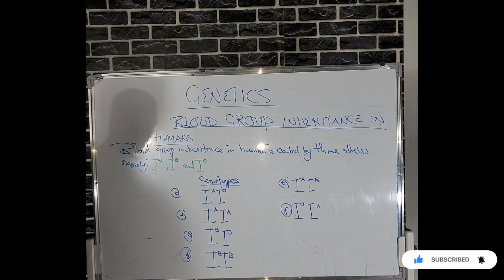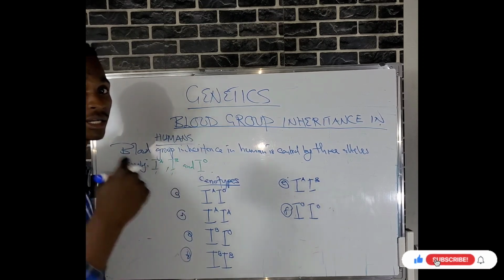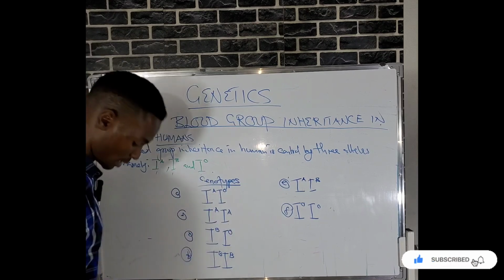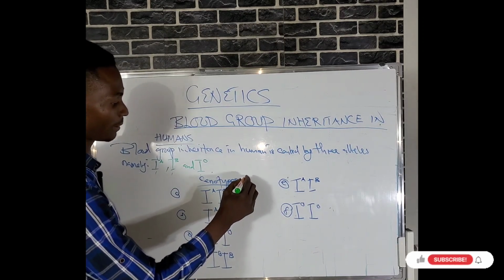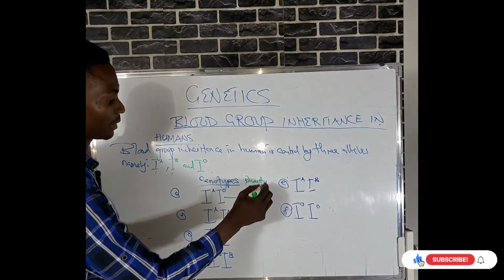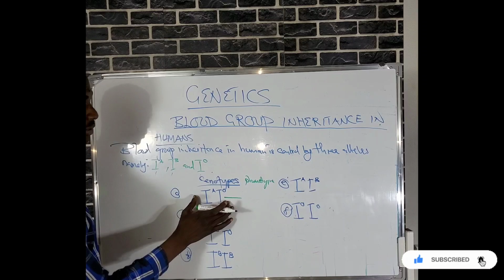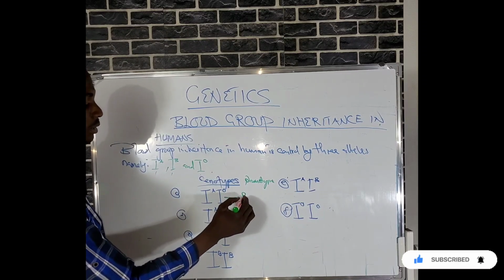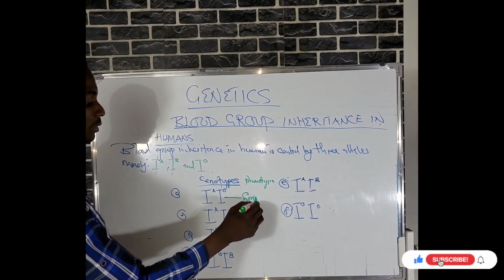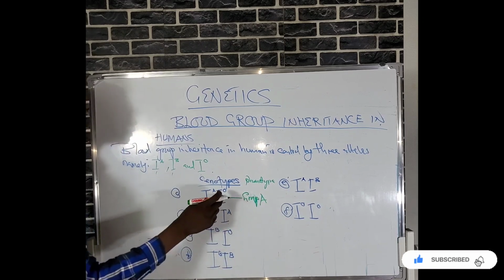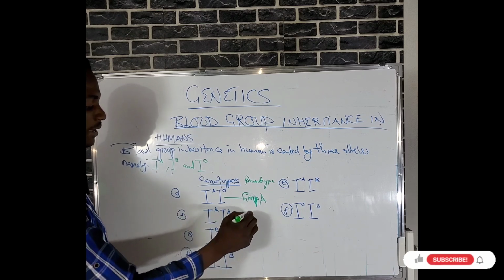Now, let me explain. Since I said that allele A and B are dominant over O, when it comes to phenotype, what is the phenotype of this genotype, A O? A person will be said to be blood group A, because O is recessive and A is dominant. This one, A A, will also be blood group A.